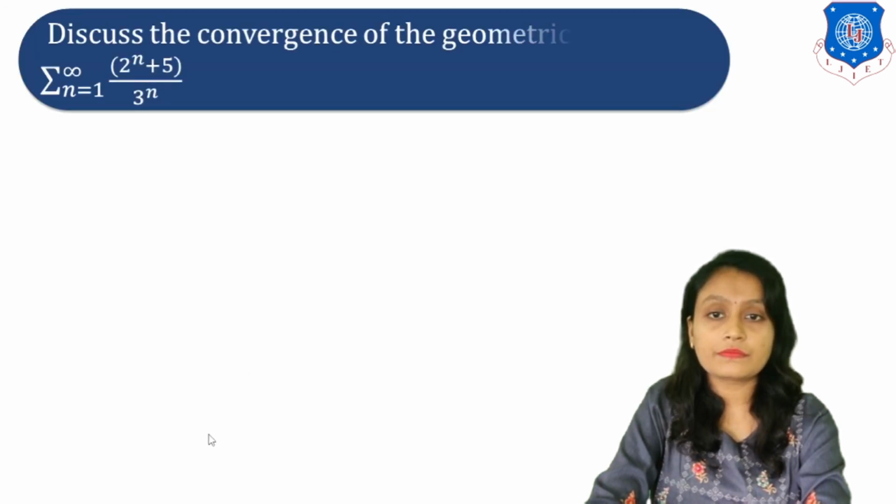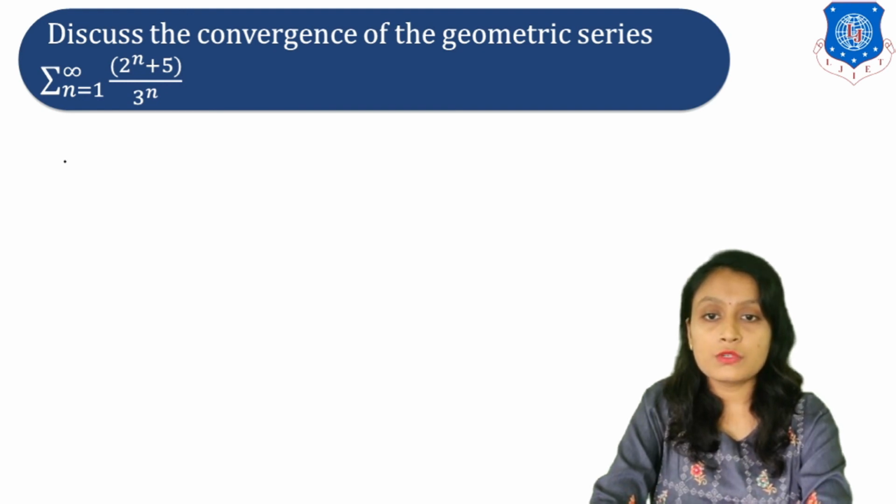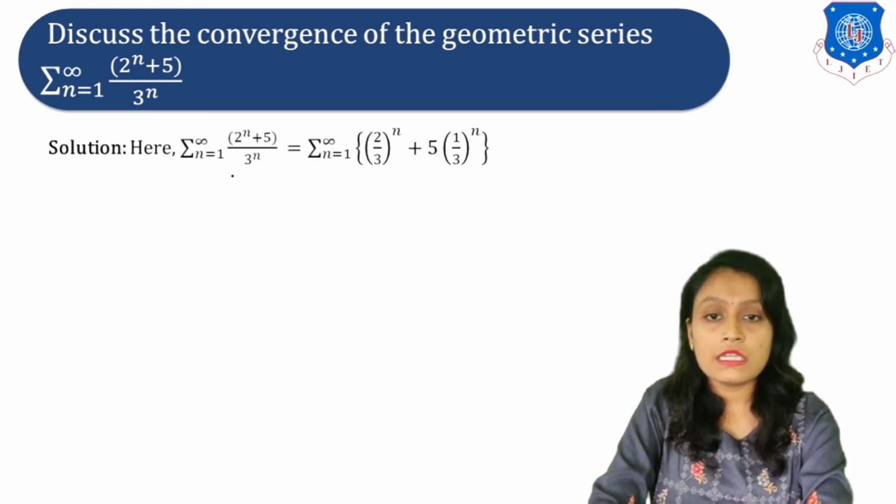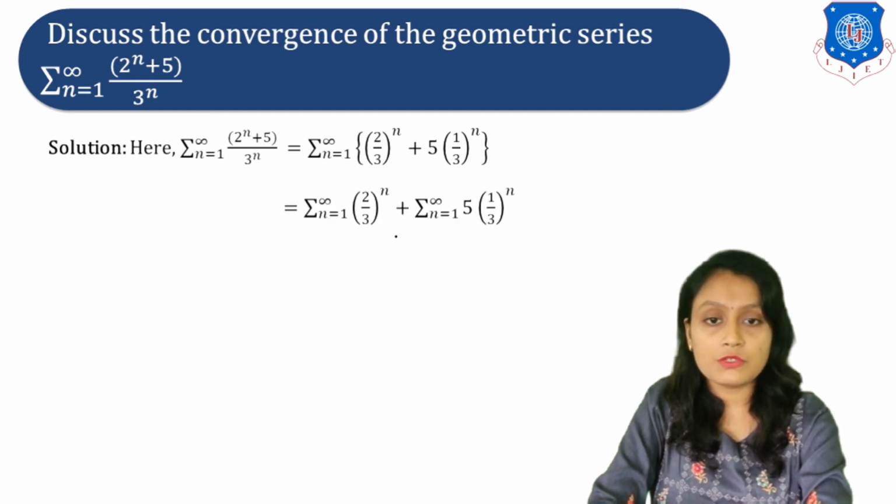Okay. Next. Discuss the convergence of the geometric series (2 raised to n plus 5) upon 3 raised to n. So let's begin with the solution. Here, the series is given, that is (2 raised to n plus 5) upon 3 raised to n. Firstly, we will split them. So you will get (2 upon 3) whole raised to n plus 5 we have taken out, so (1 upon 3) whole raised to n. Next, series (2 upon 3) whole raised to n plus series 5 into (1 upon 3) whole raised to n.